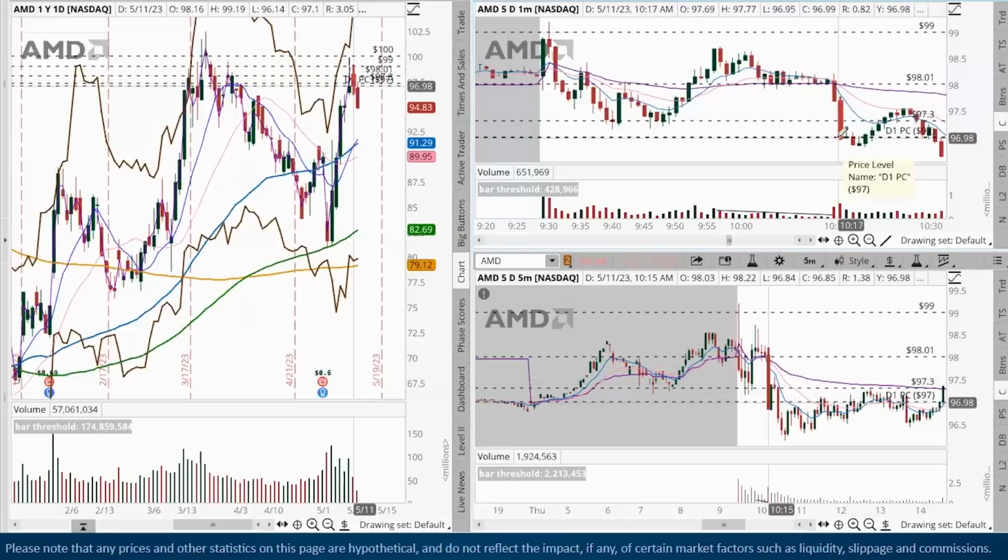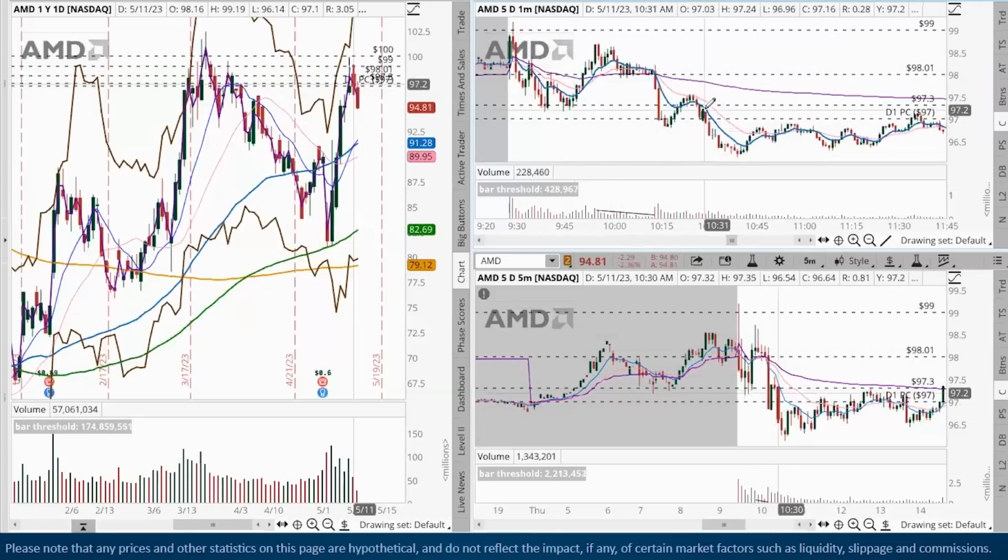I was not expecting that. That's a nice 60, 70 cent move there. I'm covering into that. That was my trade on AMD. That's a mean reversion short.